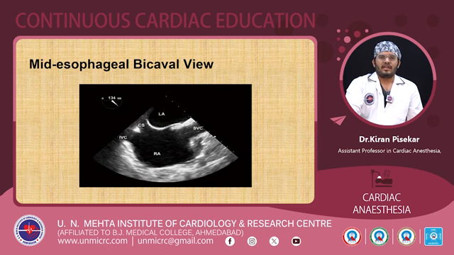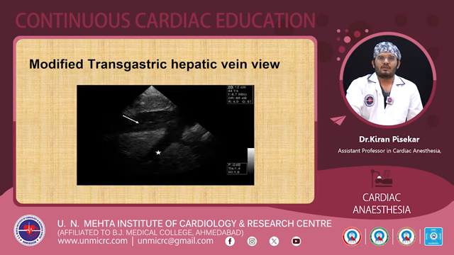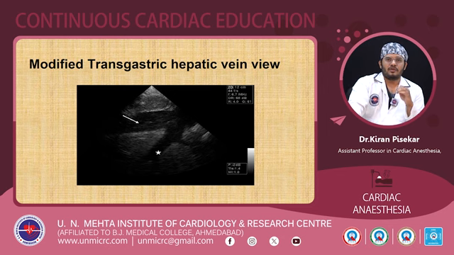Now this is a TEE image of the mid-esophageal bicaval view. Here we can see this is the RA, this is the LA, this is the interatrial septum. We can see the SVC and IVC opening into the RA, and also we can see the coronary sinus opening into the RA. This is a modified transgastric hepatic view. Here we can see the IVC, and here it is coursing towards the RA. Meanwhile, there is a hepatic vein which is opening into the IVC.